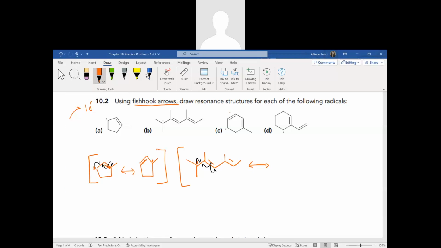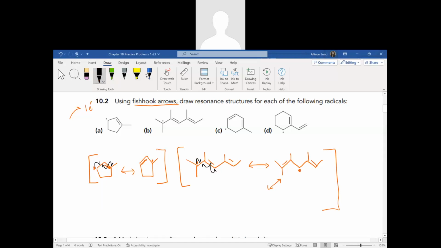So let's see what happens in our first structure. Nothing has happened with that pi bond yet, but this pi bond has moved over here, and our radical site has been relocated to this carbon here. So this will be our starting point for which we'll draw our last resonance structure.